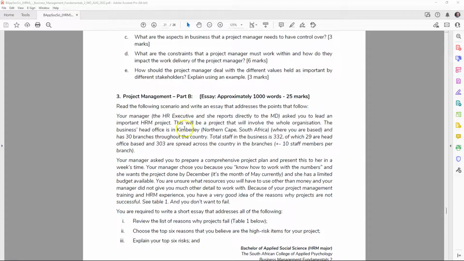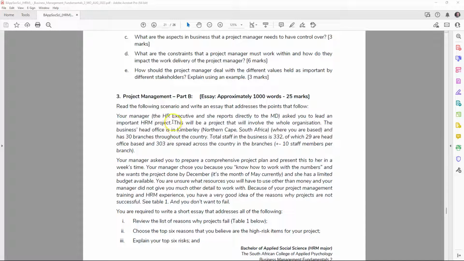And then project management part B, we hope, and it's been shown in the past, that it could be a quite exciting, stimulating essay to do. And here again, you have amazing opportunity to work within your groups to really write something very spectacular. Yeah? You've got 1,000 words, and then the scenario is the HR executive, and she reports directly to the MD, asked you to lead an important HRM project.